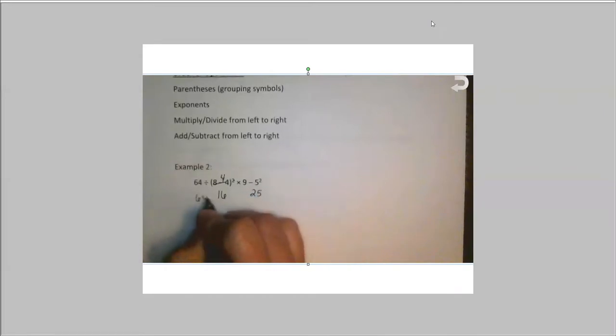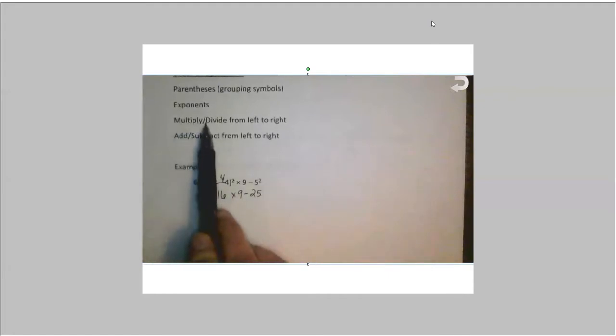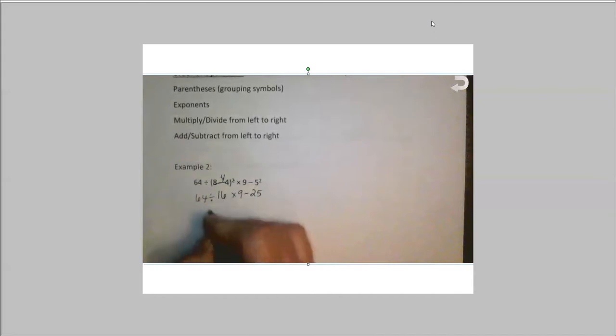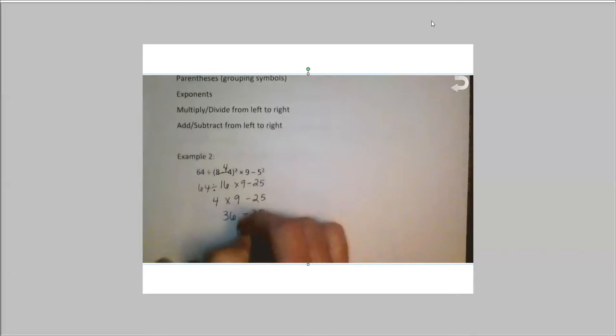All right, so now I'm going to bring down the remaining numbers and operations that I have not yet used. Next, we're going to go on to multiplication or division. We'll work whichever comes first from left to right. So as I work across here, I see division and multiplication. So I've got to work left to right. 64 divided by 16 is 4. And then I can multiply 4 times 9 to get 36. And then last, we add or subtract whichever comes first from left to right. So 36 minus 25 would give us an answer of 11.